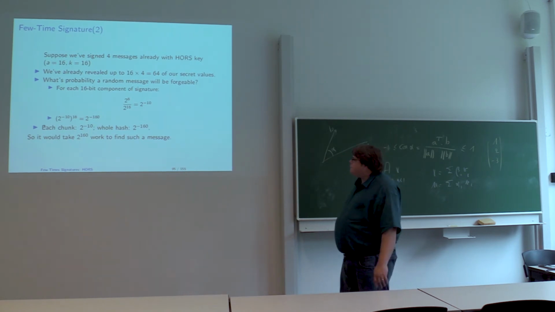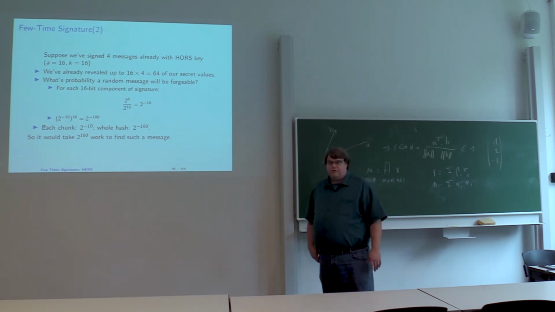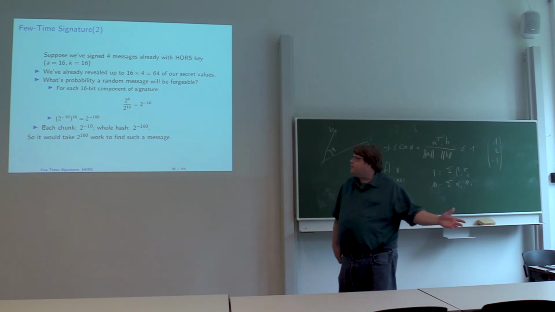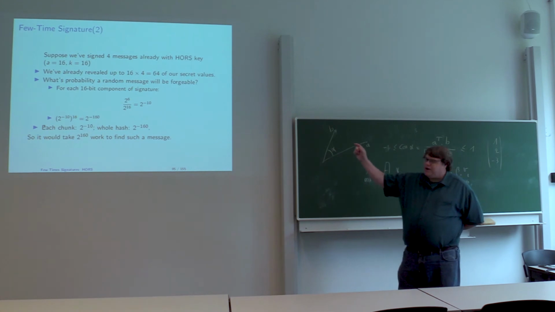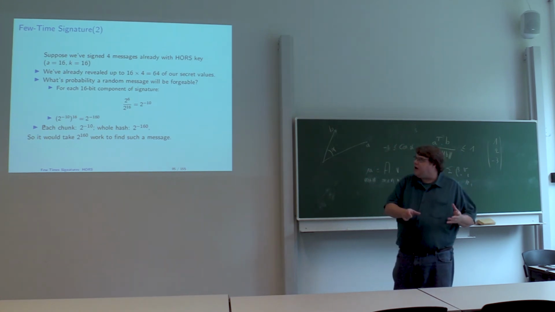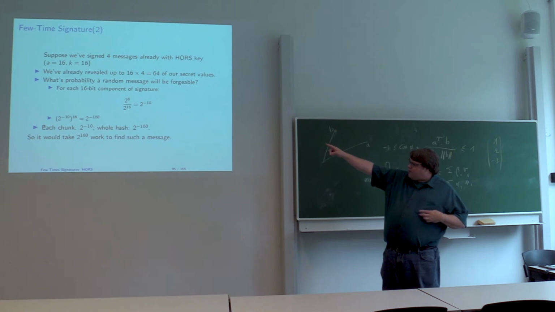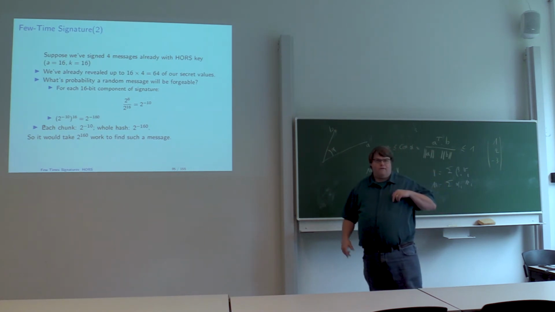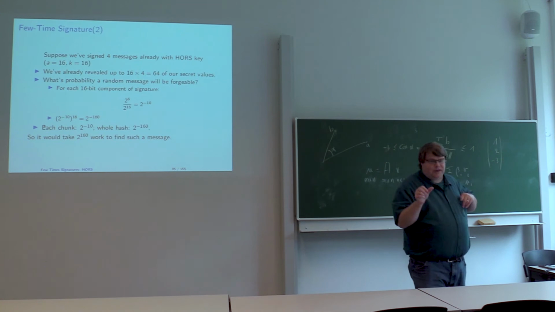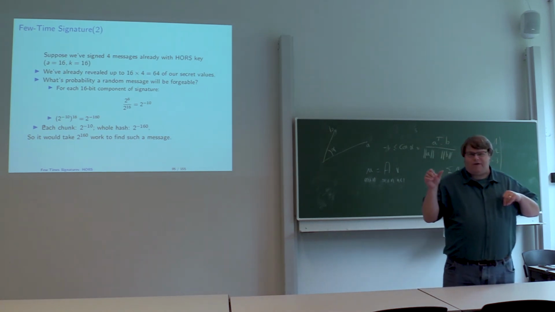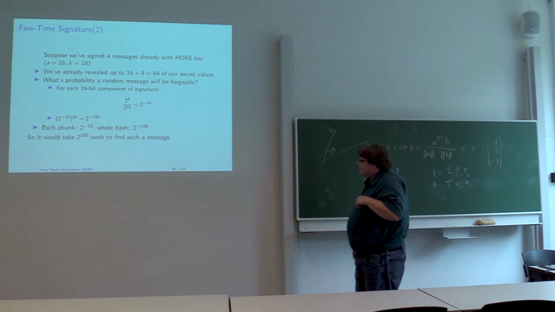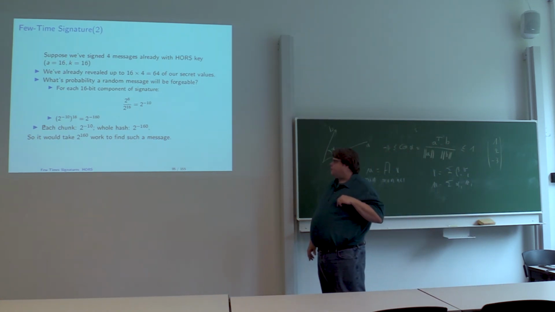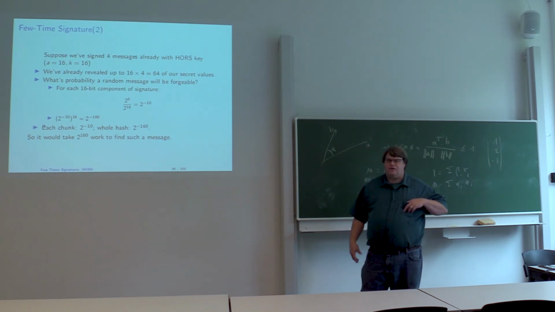Okay. And so after we've signed 4 times, we've already revealed as much as 64 of our secret values. Might be fewer if we had some overlap. Let's say 64 of our secret values. So for each 16-bit component of the next message you're going to try to sign, you have a probability of about 2 to the minus 10 of getting, if it's just chosen randomly, one of the values that has already been revealed. Okay. And so if each chunk is 2 to the minus 10, we've got 16 of them. So for the whole hash, it would be about a 2 to the minus 60 chance.